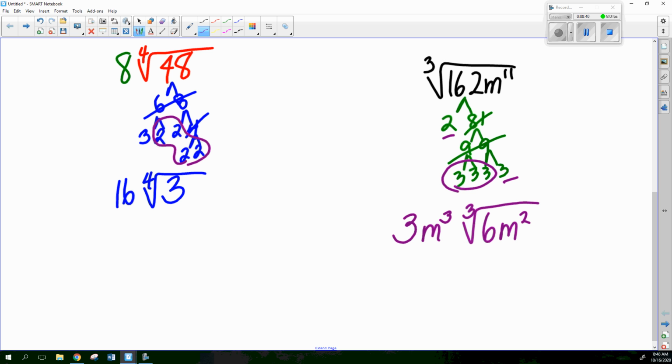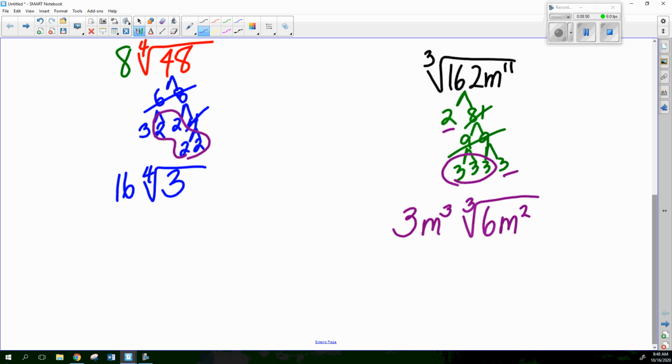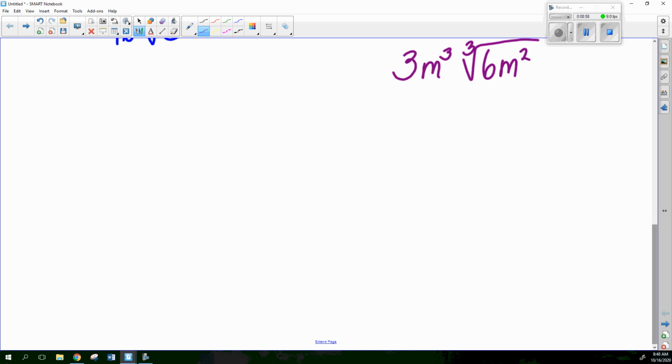Okay, so I am going to give you, let me do one more. And then I'm going to give you a couple that you're going to include in your homework when you take a picture, okay? All right, so let me do one more together, just because it's a little different. See what you can figure out for this one.